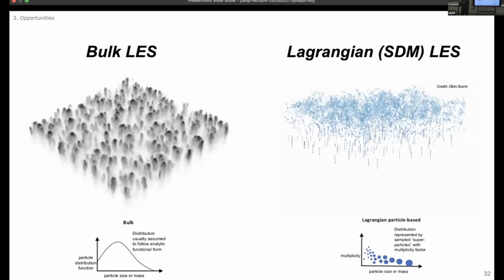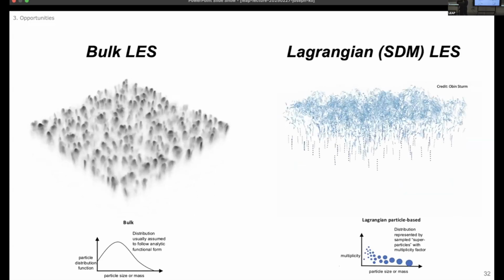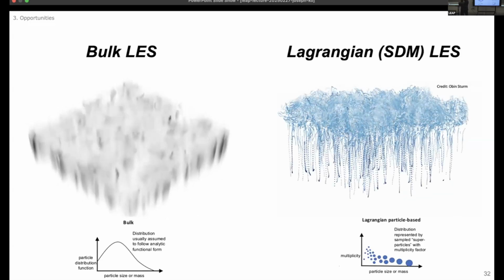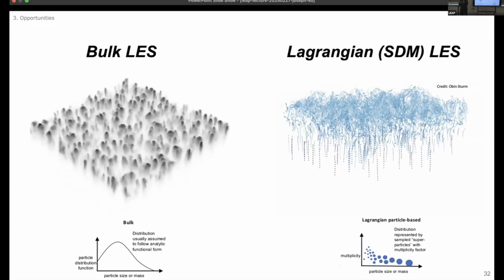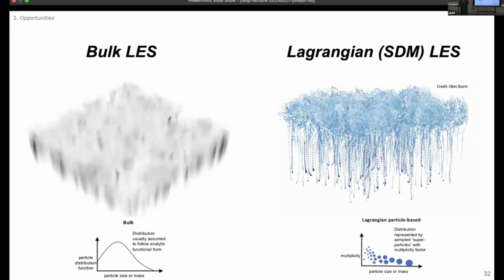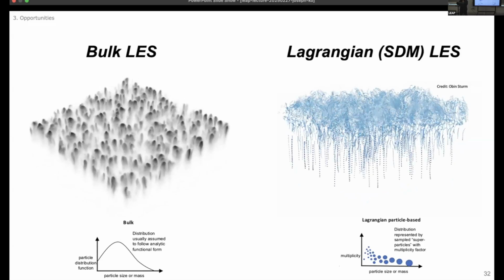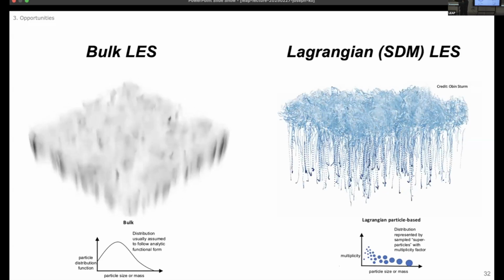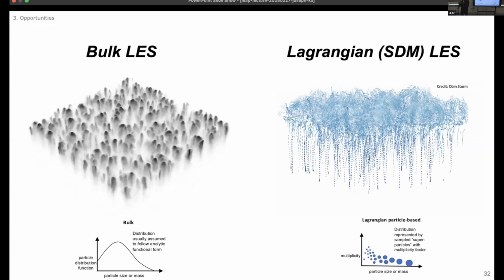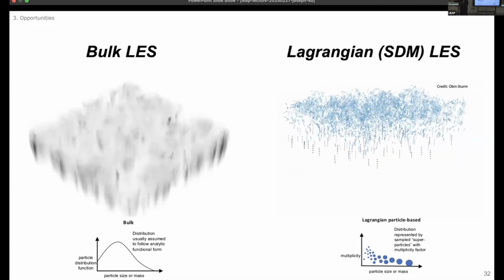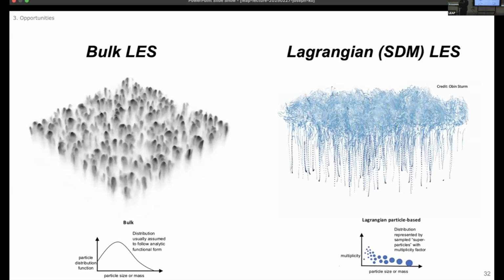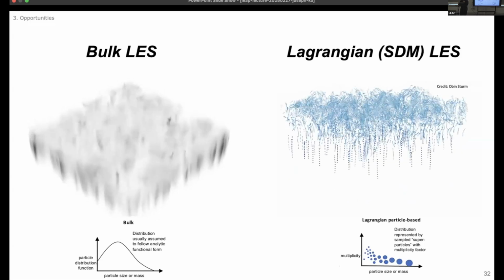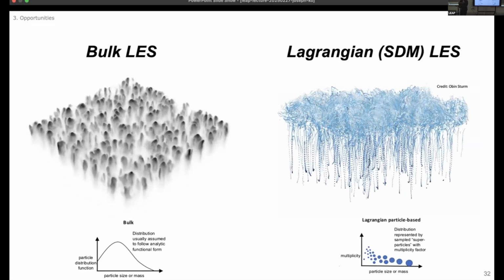On the right, we don't have a priori shape of the distribution. We're tracking individual particles that are representative, and we're explicitly advecting that through the simulation domain. And that's called a Lagrangian superdroplet model LES. And this is the state of the art, best we can do in terms of modeling cloud microphysics.